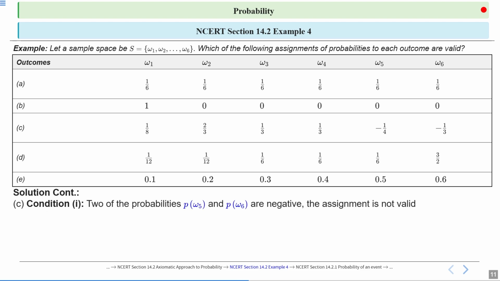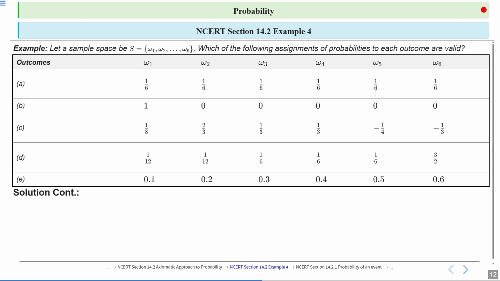So you can see condition 1: two of the probabilities, P of omega 5 and P of omega 6, are negative. But it's not possible to get negative numbers in case of the probability of some outcome. So we can say here condition 1 is not satisfied, so the assignment is not valid. Assignment C is not valid. Clear?